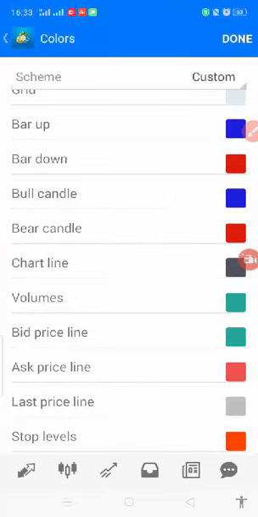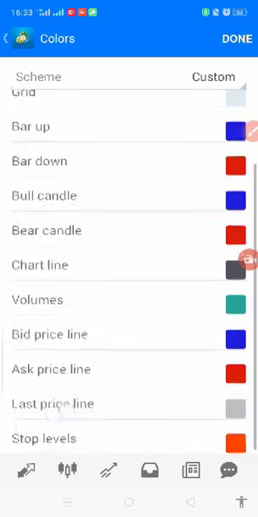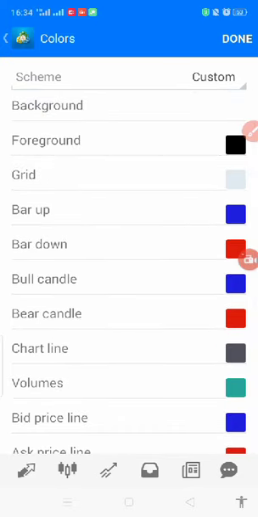Chart lines black, volume green, and then the bid price line you can make blue, and then the ask price line you can make red, and then leave the last price line at the default, and the stop levels also default, which is red. Remember I said you can always change these colors to suit what you want. Just play around with the colors until you have a good result.